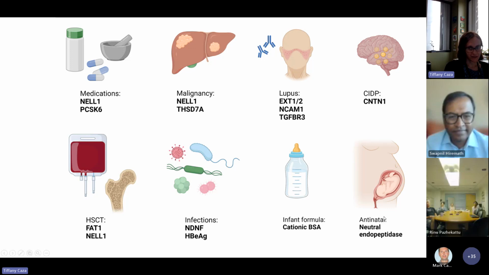In the setting of membranous occurring at birth, it could be due to anti-neutral endopeptidase antibodies, by mom being deficient in neutral endopeptidase, being sensitized by neutral endopeptidase from the fetus, from the father. And the antibodies cross the placenta and result in membranous nephropathy in utero, where you can even get oligohydramnios.